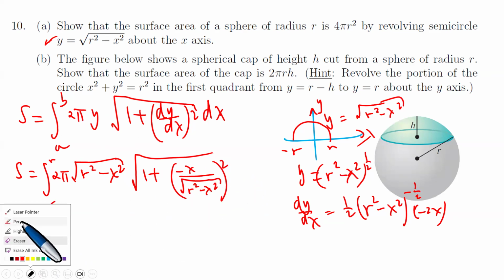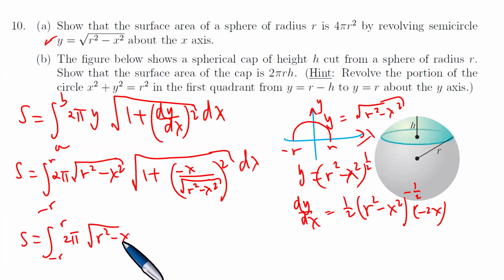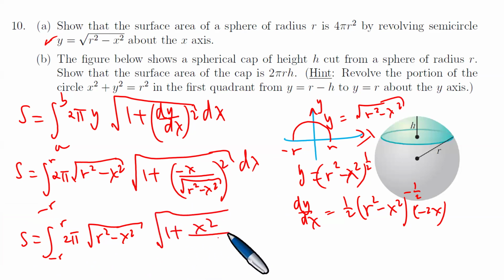So now we have dx. Okay, so which means that the area of the surface from minus r to r is 2 pi times the square root of r squared minus x squared. We're using this formula. Then we have 1 plus, you square this one, it's actually x squared over r squared minus x squared, dx.